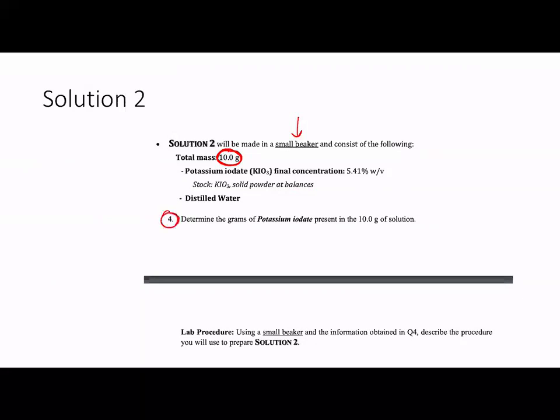Number 4 asks you to calculate the grams of potassium iodate that is going to be present in 10 grams of the solution. So you would set this up. Again, I'm going to X this out. This is weight over weight. So it's grams of solute over grams of solution times 100. So that equals the percent weight over weight. We have the percent. We know that we want it to be 5.41, so we have this number. We also have this number. That's 10 grams, so we need to find this number here. And then you need to figure out how you would make it in the lab, given what you have available to you.